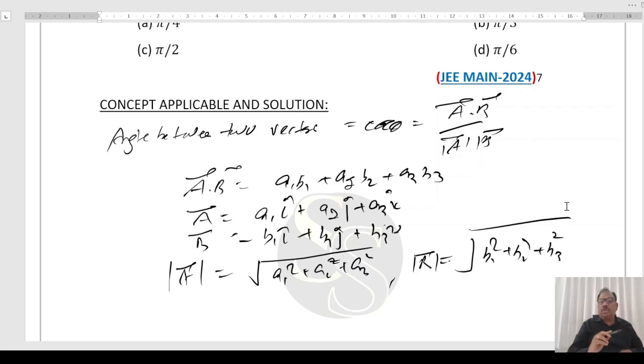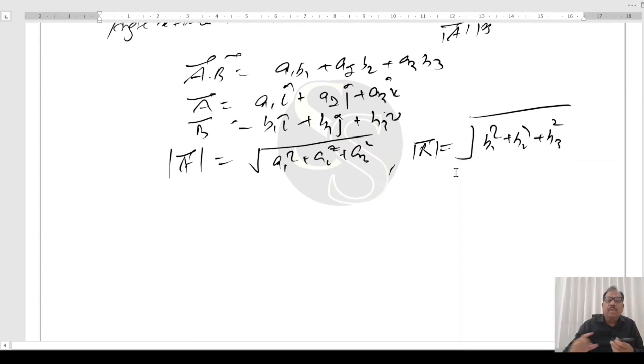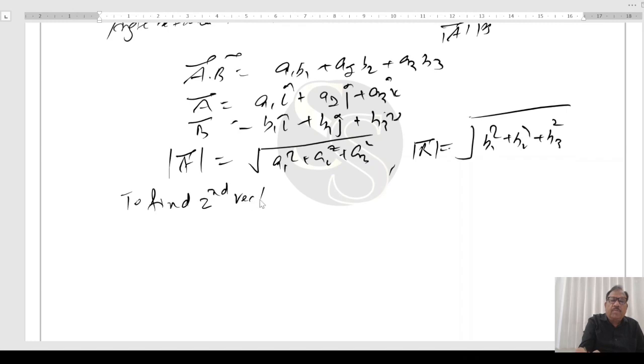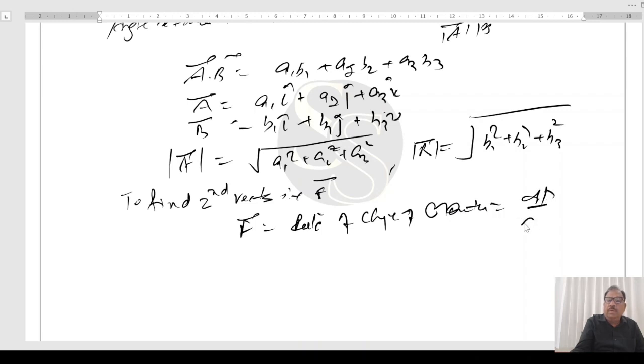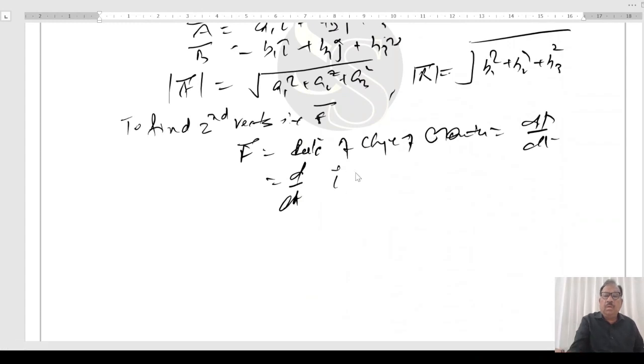Now in this case, one vector is given to you, the second vector is not known to you. The second vector can be determined, since the rate of change of momentum is the force. To find the second vector, that is F, F equal to the rate of change of momentum, that is dp by dt. Therefore differentiating the given P, which is i cos kt minus j sin kt, right?